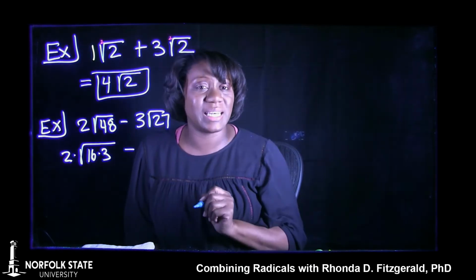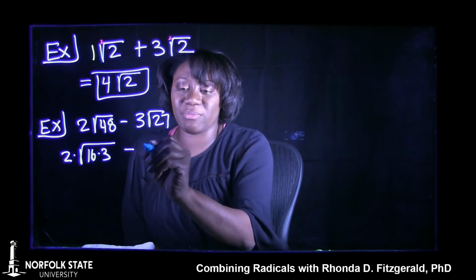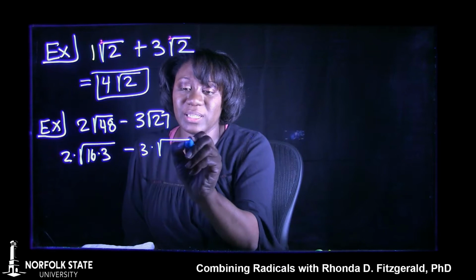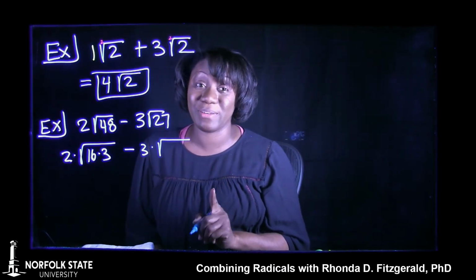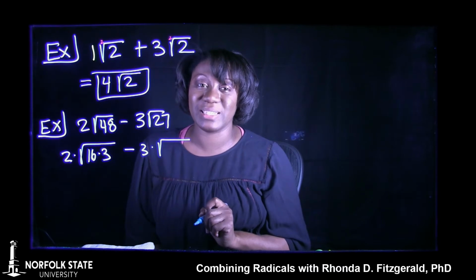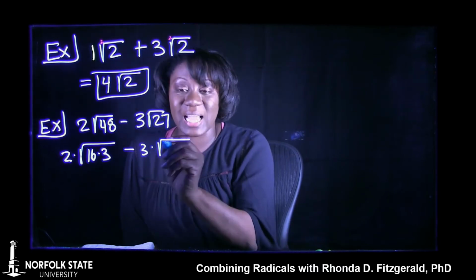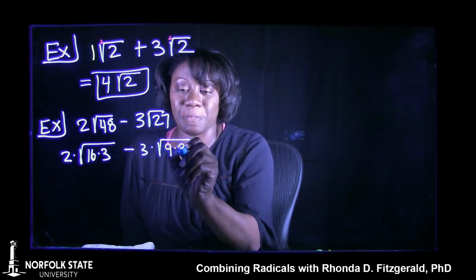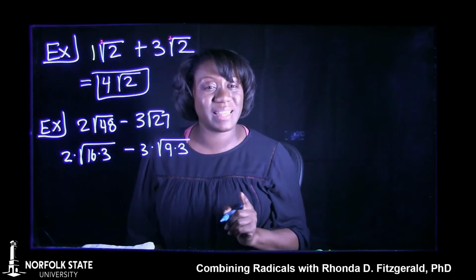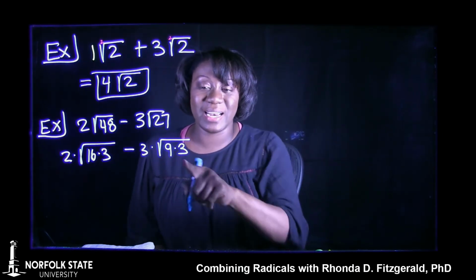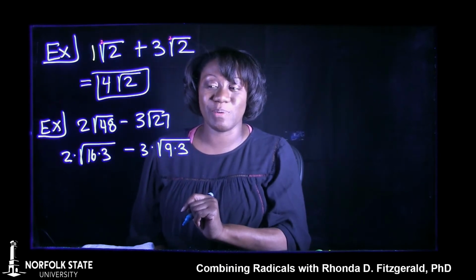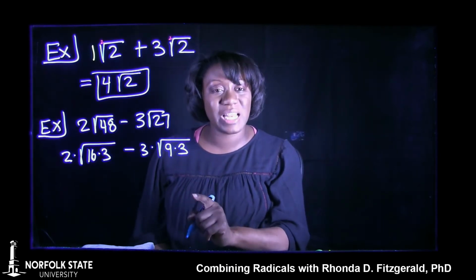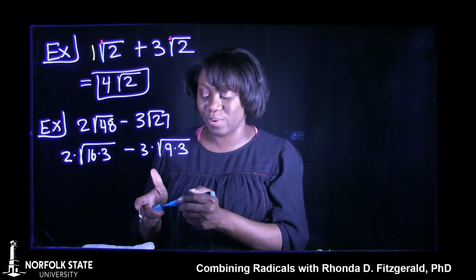Then let's look at the next part. Now we have 3 times the square root of 27. Once again, 27 is not a perfect square. However, I can break down 27 as 9 times 3. And that's my 27, right? 9 is my perfect square. 3 is my leftover part. Now let's continue simplifying this radical.